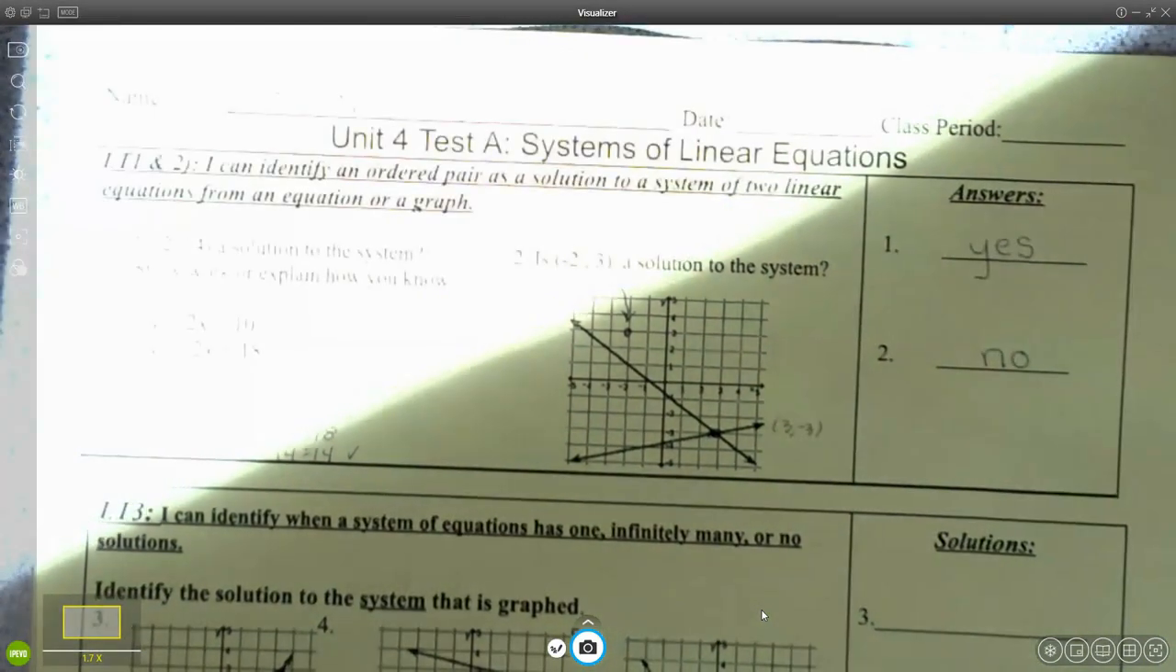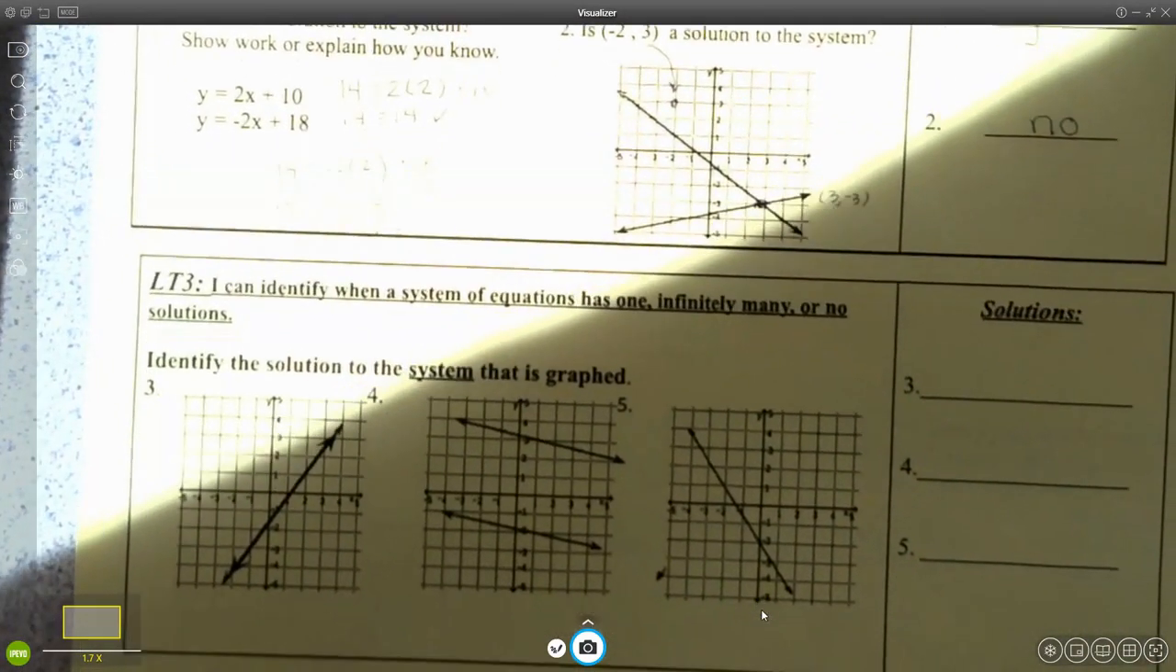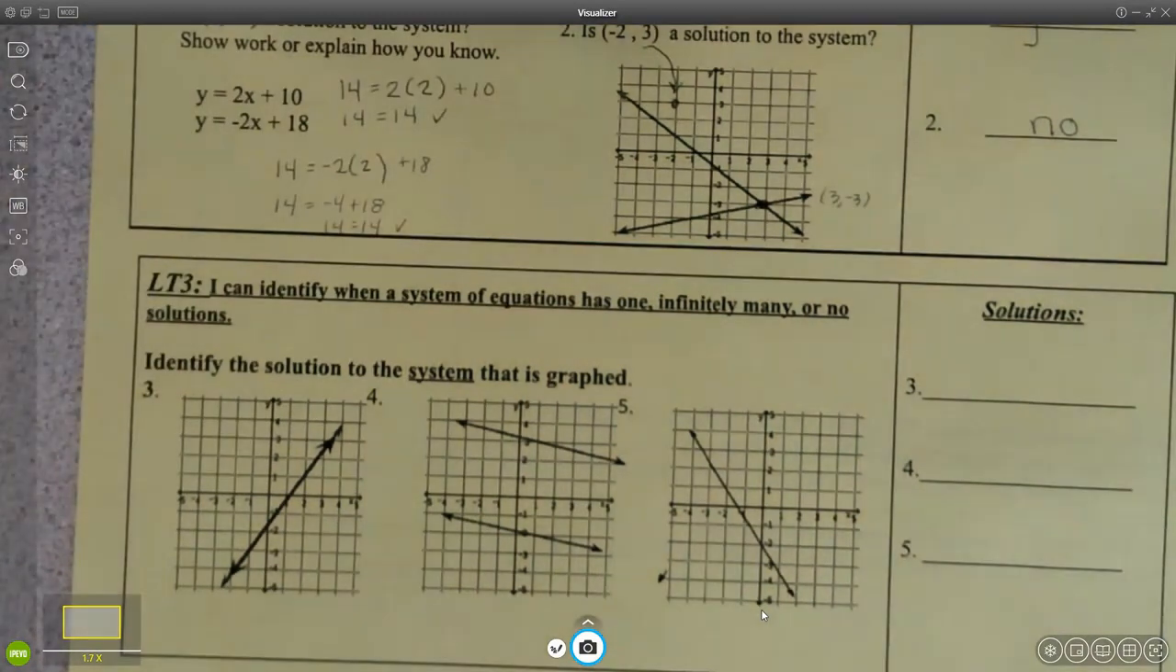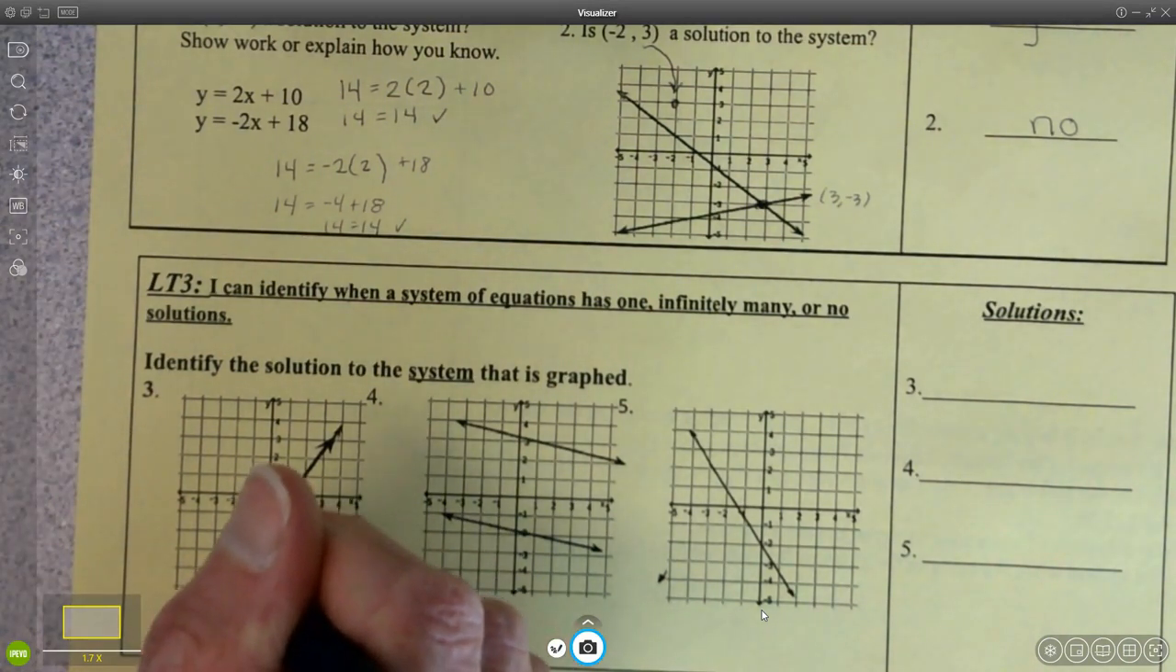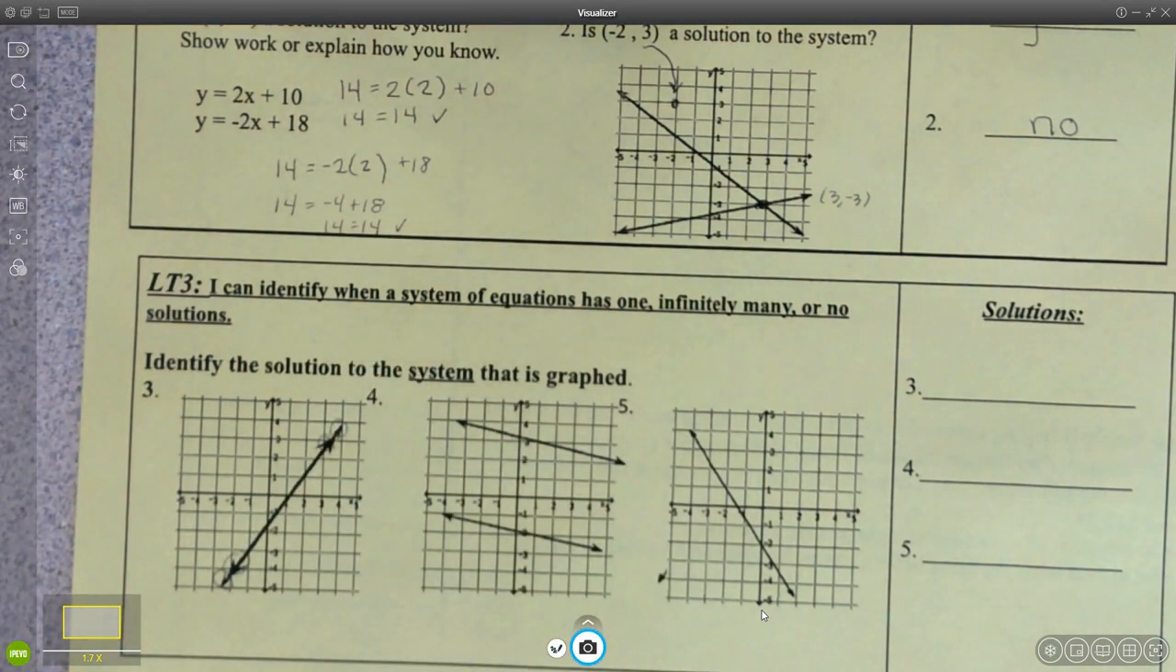And then learning target 3, we're looking at the different situations on systems and identifying what's going on. So we have to identify if there's one solution, many solutions, or no solutions. So on 3, I can see that there's kind of 2 arrows here, and that indicates to me that that is 2 lines and they are in the same place together.